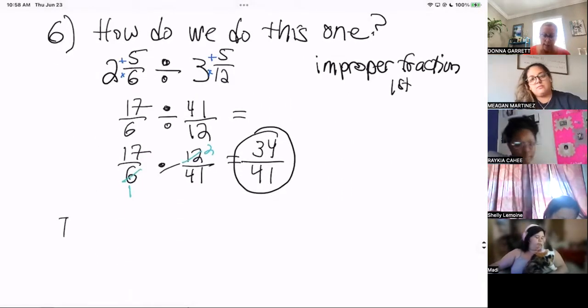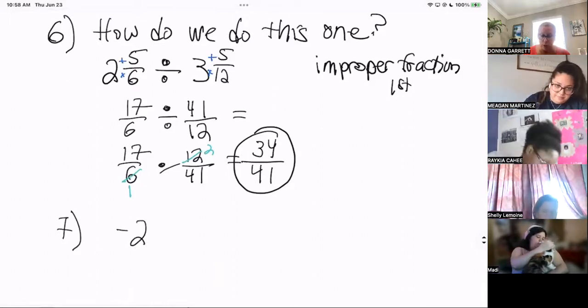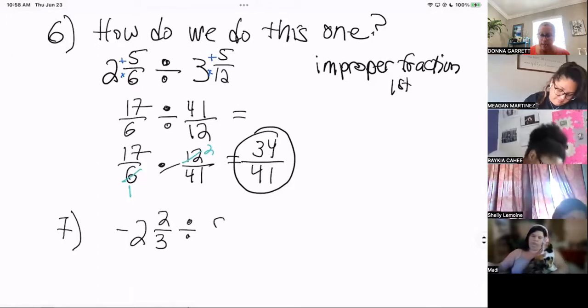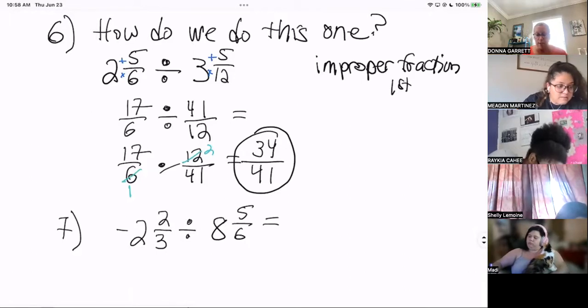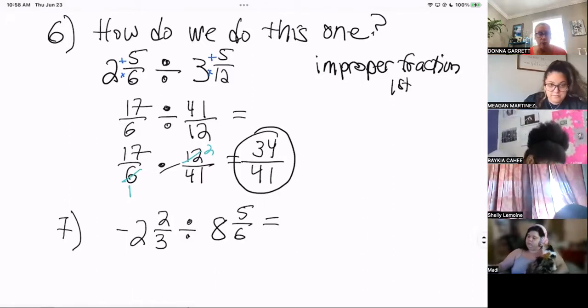Okay, let's do one more like that because you will see this for sure. -2 2/3 divided by 8 5/6. All right. Get them to be improper and stop, and then we'll continue from there. But I want to see if you guys are all right getting them to be in improper fraction first.